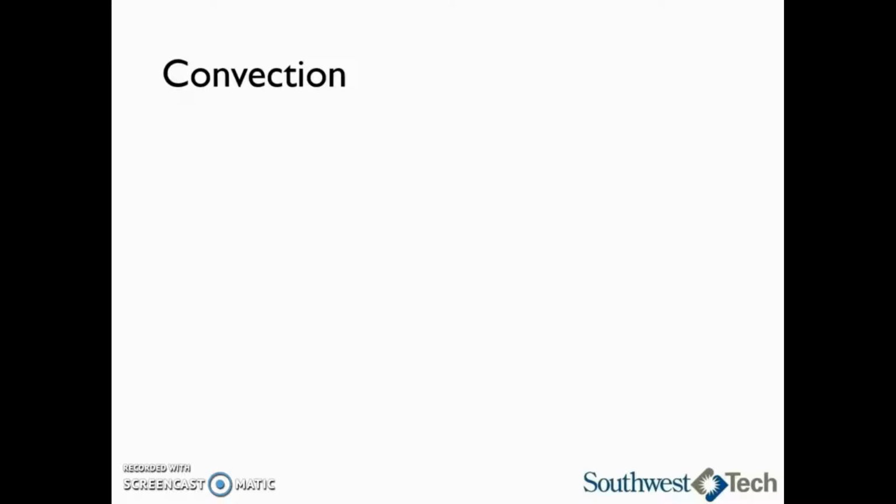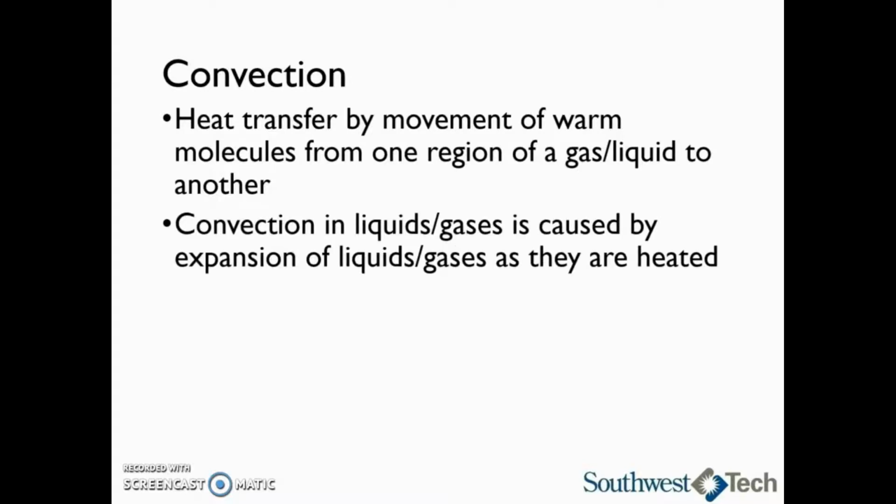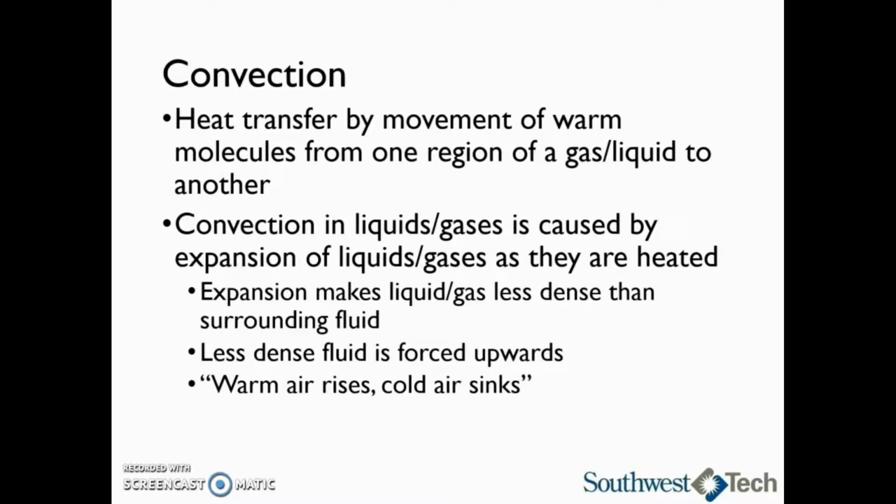The second method of heat transfer we are going to discuss is convection. Convection is the heat transfer by movement of warm molecules from one region of a gas or liquid to another. Convection in liquids and gases is caused by expansion of the liquids and gases as they are heated. Expansion makes the liquid or gas less dense than the surrounding fluids. The less dense fluid is forced upwards, hence the phrase warm air rises, cold air sinks.